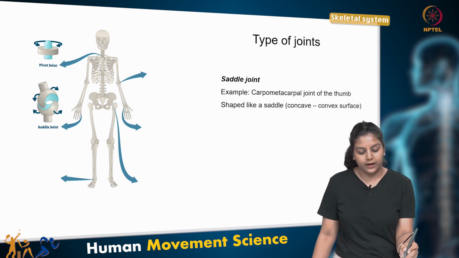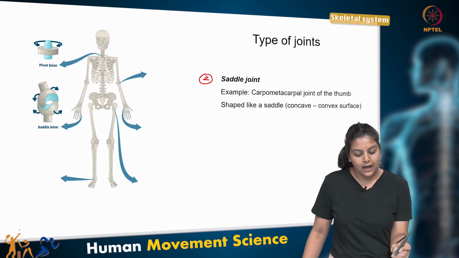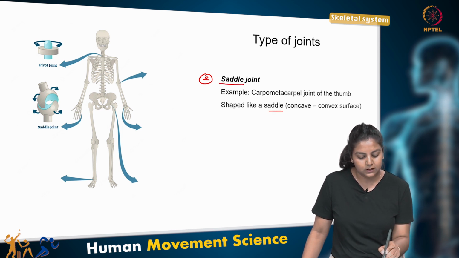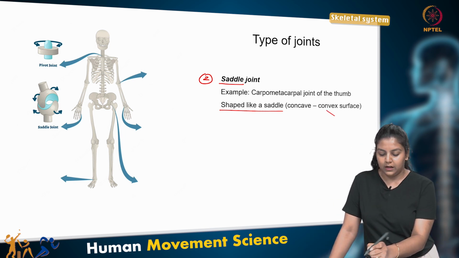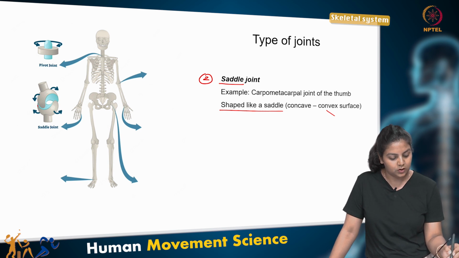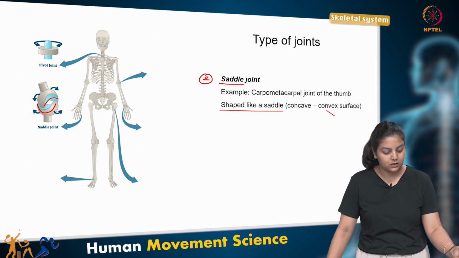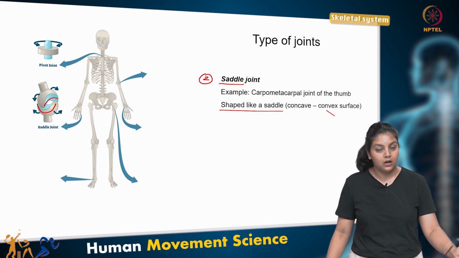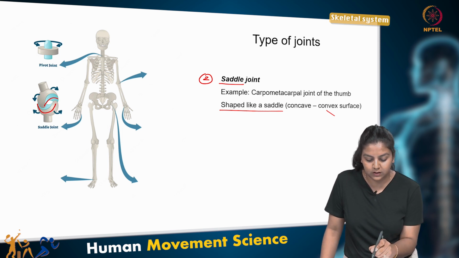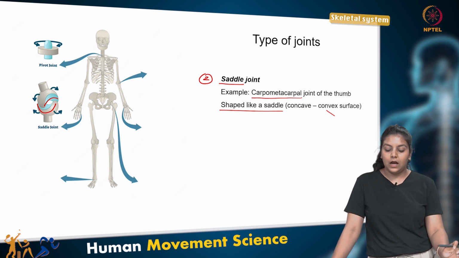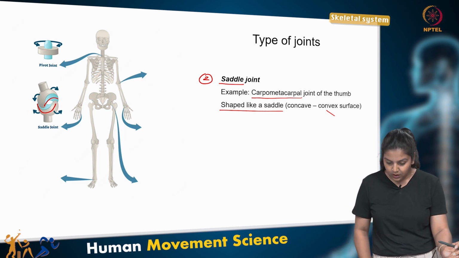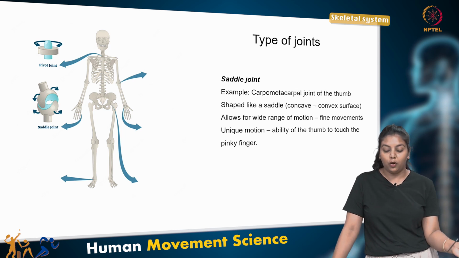The next type of joint is saddle joint. So as this word suggests, saddle, the joint is shaped like a saddle. So as you can look here, it has concave and convex surfaces. So where are these present? They are present in the carpo-metacarpal joint of the thumb. So it's present in the carpo-metacarpal joint of the thumb. Now based on its shape, it allows for wide range of motion.